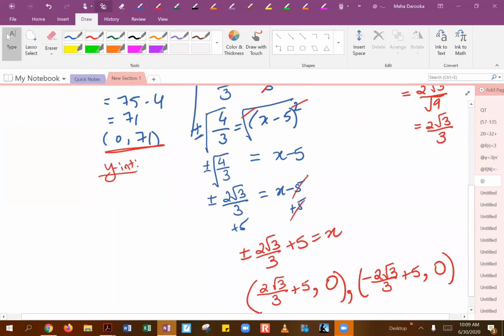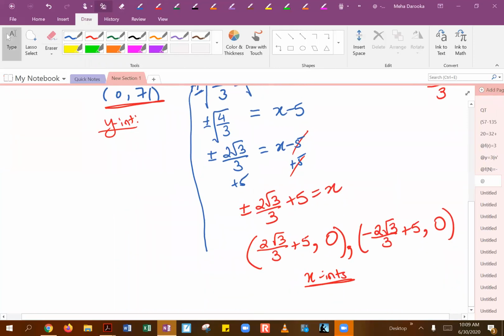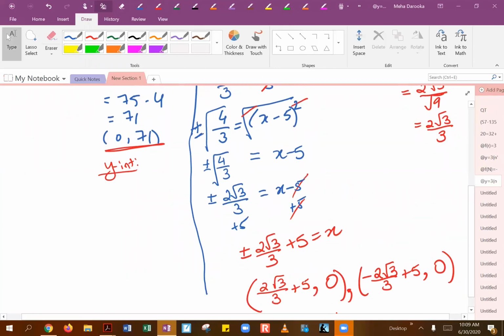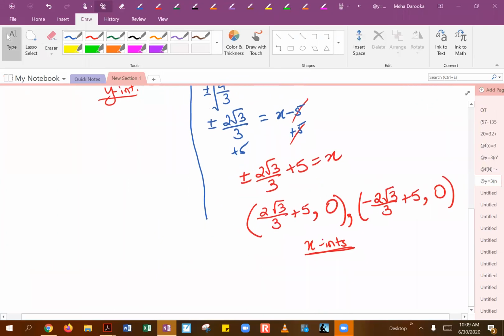So as you can see, these numbers will just give us an approximation of where the x-intercepts are going to be, but they probably will not be very helpful in our graph. But can you tell me what the decimal approximations for these numbers are? So if you did 2 times square root of 3, I guess we would divide that by 3 and then add the 5. What kind of approximations are we looking at?